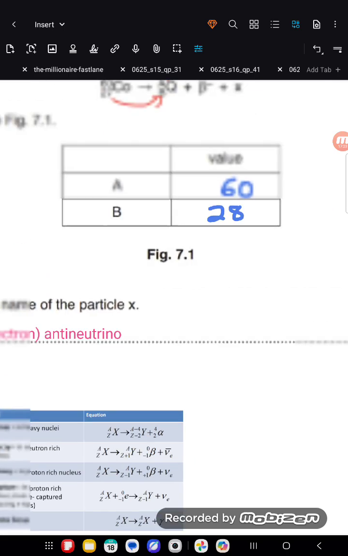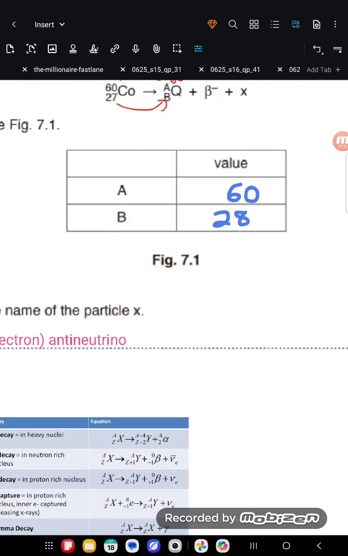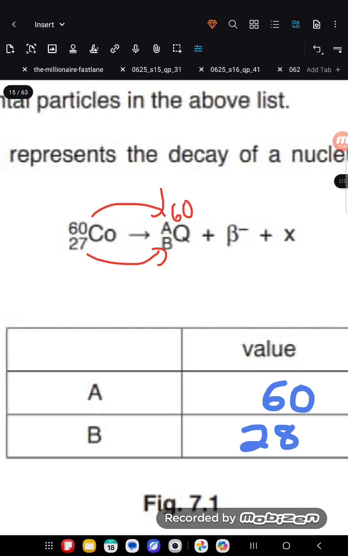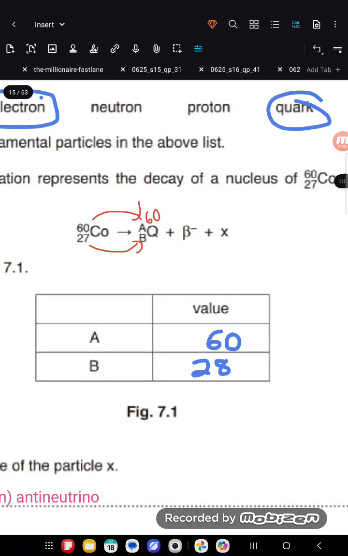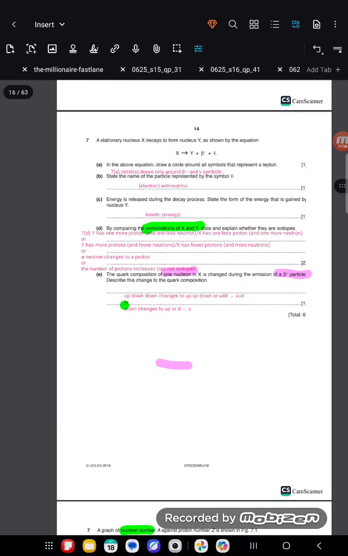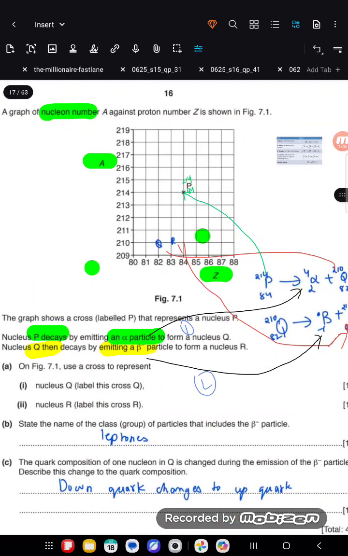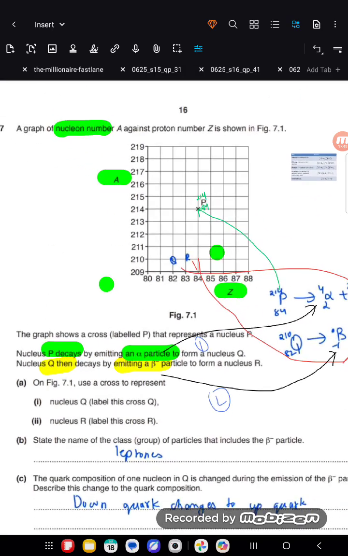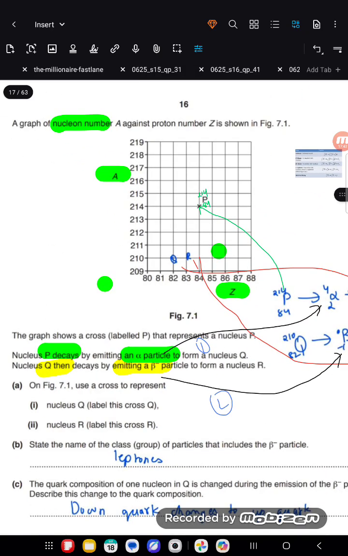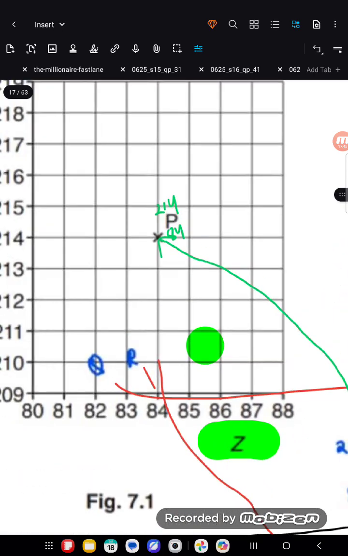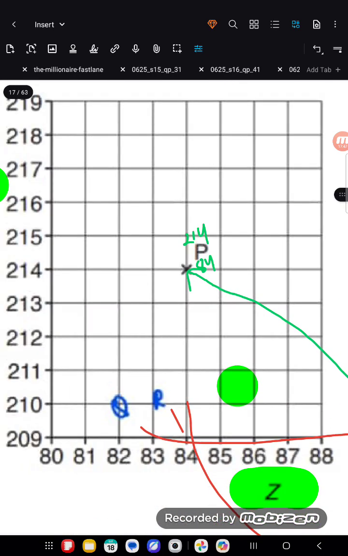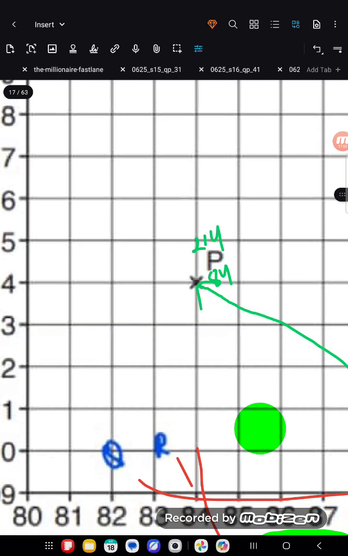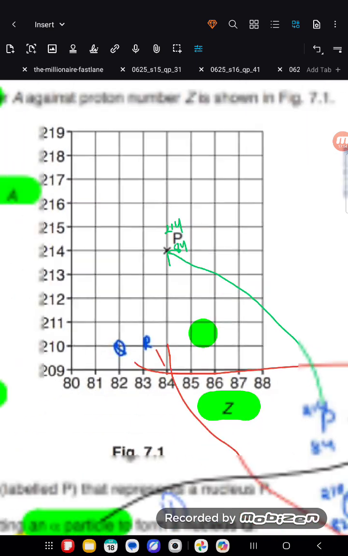Okay, so upper number will be the same. So upper number is 60, 60, and the below number will be 27 plus 1, it will be 28, right? So here this is maybe October number paper or what, or maybe this is a little tricky. Okay, so see one, they are saying first, okay, P is what? Now find the proton number and neutron number from here. Proton is 84, and from the graph we know nuclear number is 214, right?